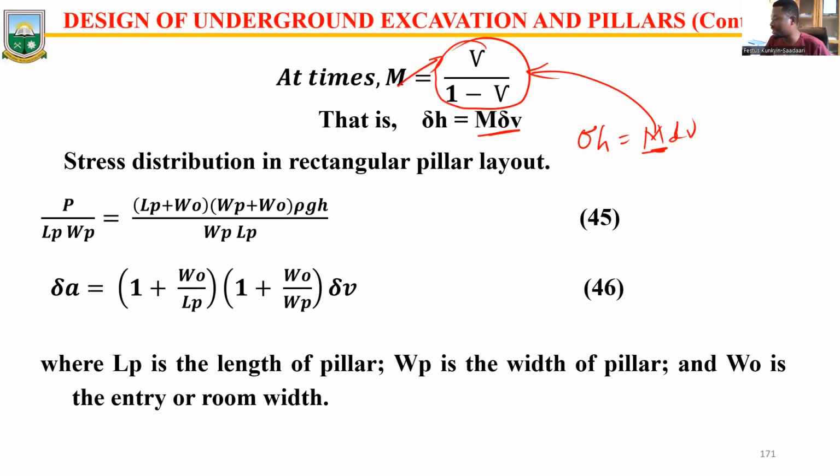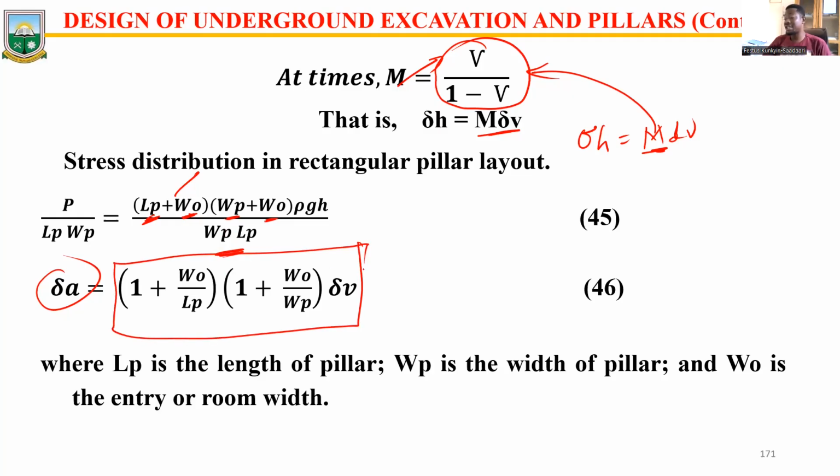Stress distribution in a rectangular pillar. For the average stress for a rectangular pillar, you are going to have this. This is the area. This is the length of the pillar, the width of the gallery, the width of the pillar, and the width of the gallery, then times this. You realize in the square, this was Wp to the power 2, but this time around it is different. So when you compute the average stress, you come up with this formula. If it is a rectangular pillar, this is what you should expect to have.